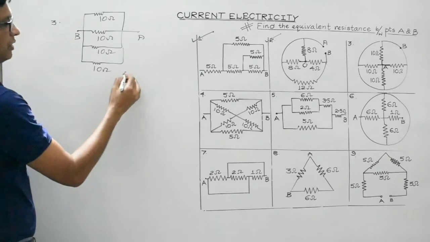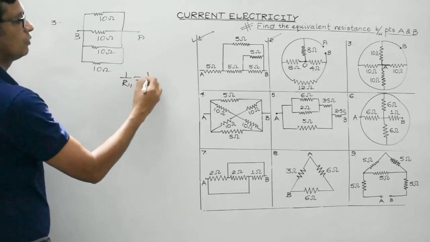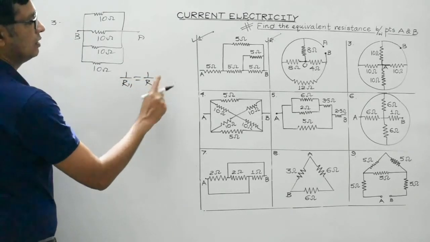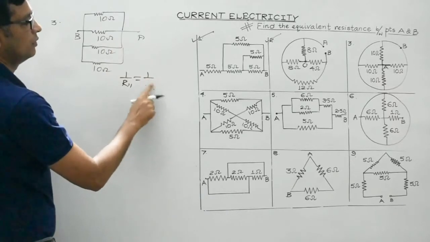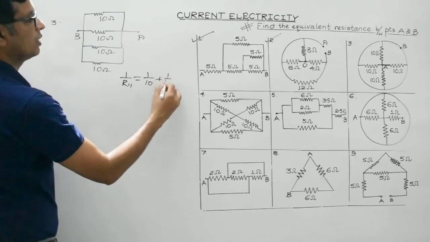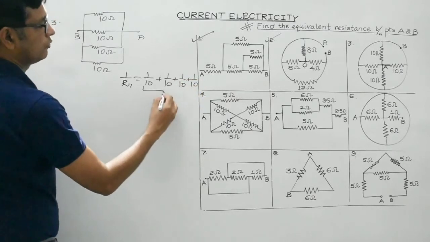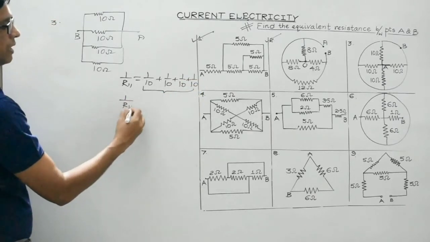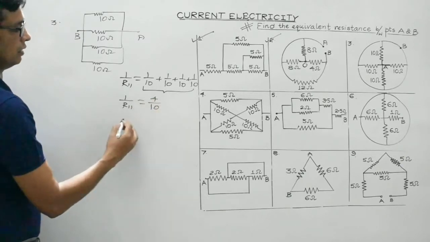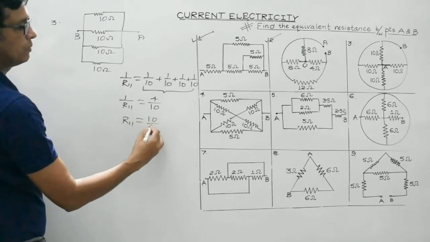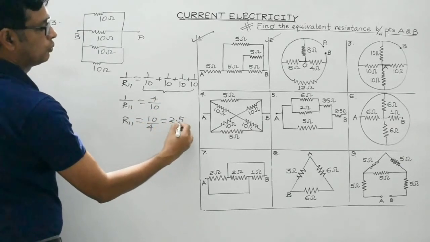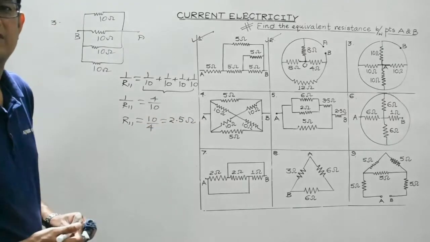In parallel we are aware that 1 by R parallel is equal to 1 by R1 plus and so on. In this case all the resistors are the same, so 1 by 10 plus 1 by 10 plus 1 by 10 plus 1 by 10, four times. So 1 by R parallel is equal to 4 by 10, so R parallel is equal to 10 by 4, that is 2.5 ohm. Right, students?